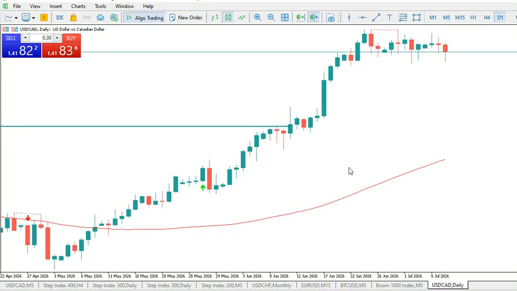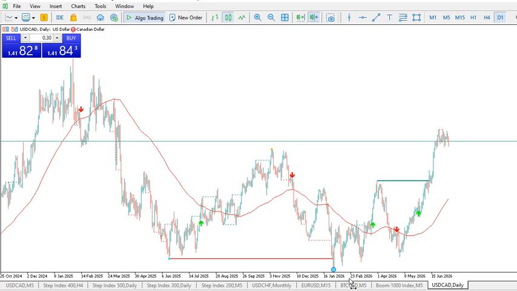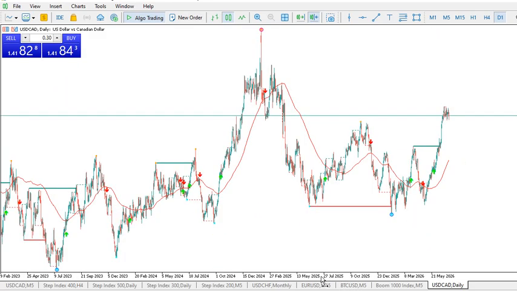Today we'll be looking at USD CAD, touching on the trade I took yesterday, and also showing you how we would have taken advantage of some other positions. So this is USD CAD, and our trading system is on the charts, and it's very much active. As you can see, it's very much active.